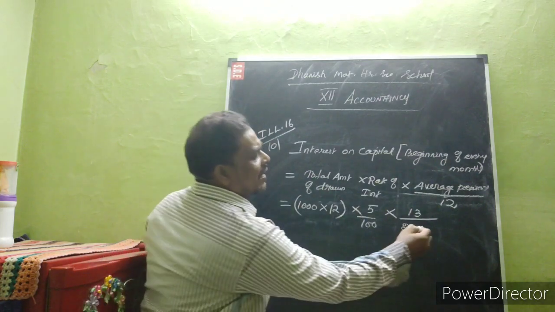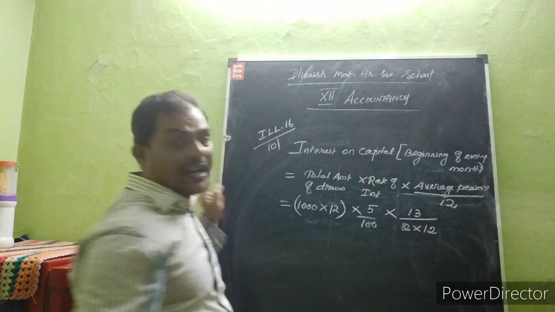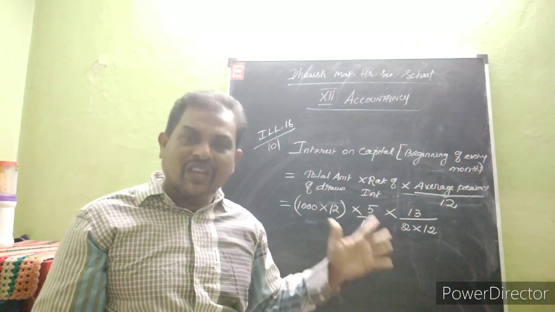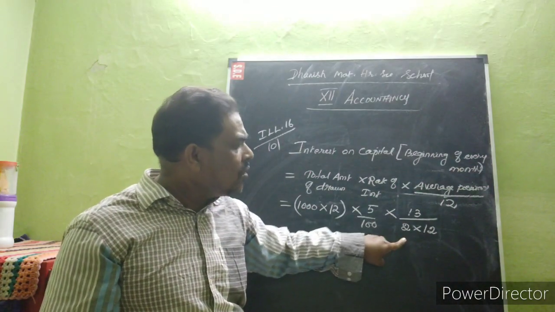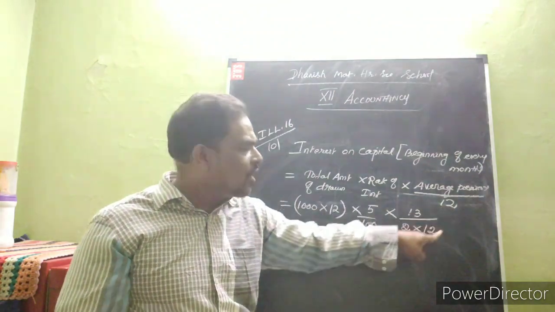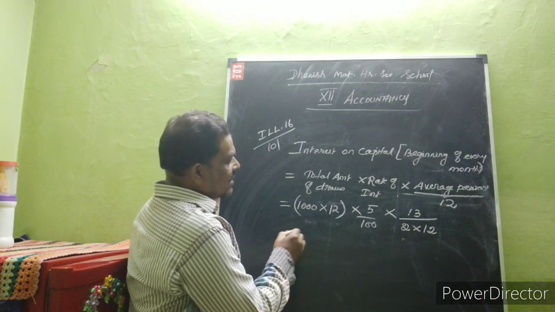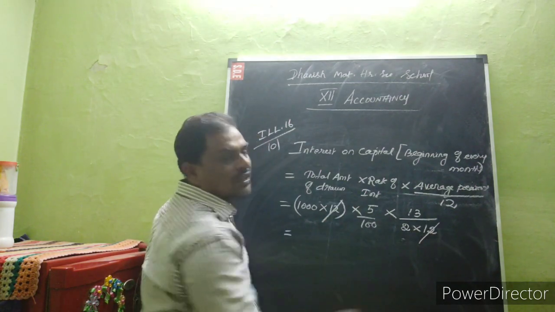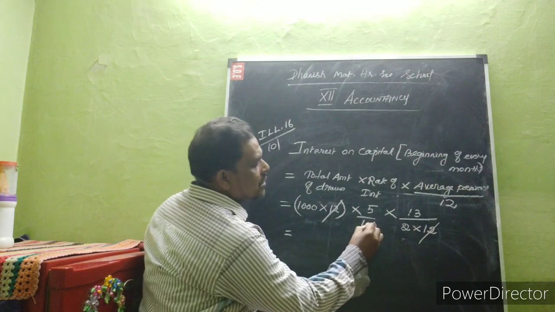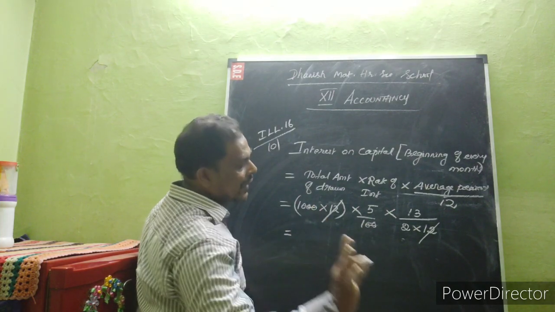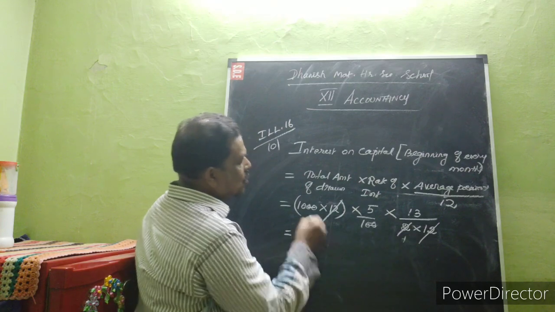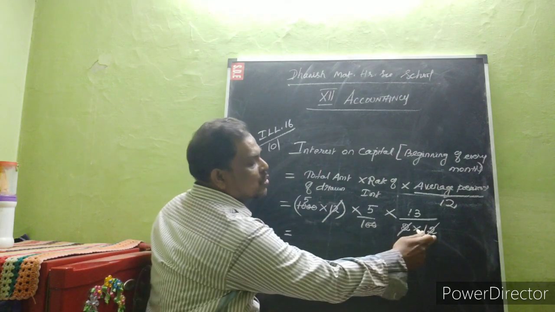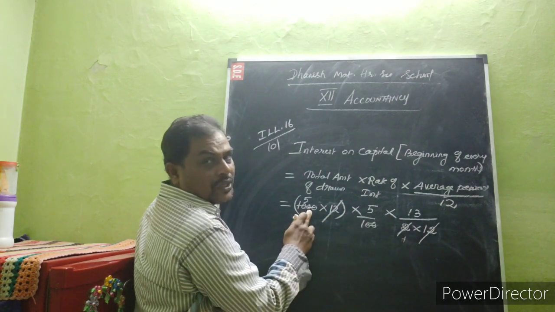Already 12 is in the denominator, so you multiplied with this 12. For average period you put 13 by 2. That 12 is in the denominator. Now you can calculate easily. Listen very carefully. This 12 will be cancelled. This 20 will be cancelled. 2 ones are 2. Here 5 2s are 10. Very simple.